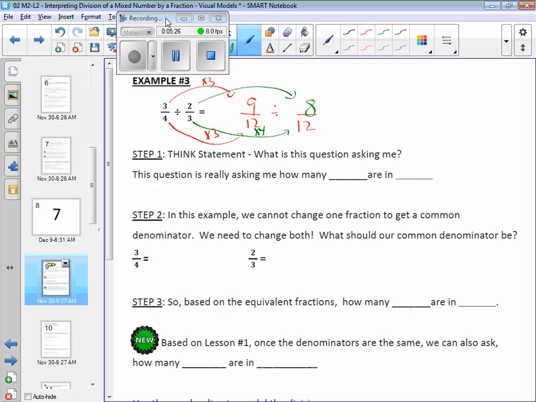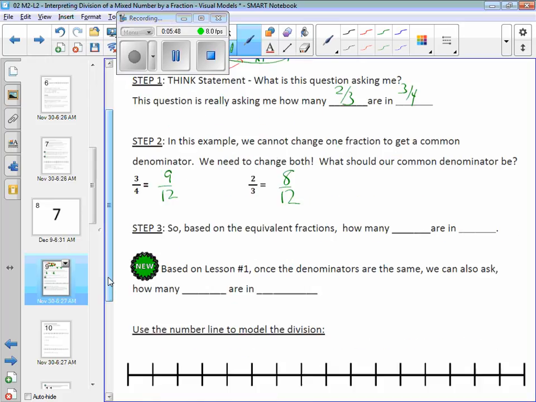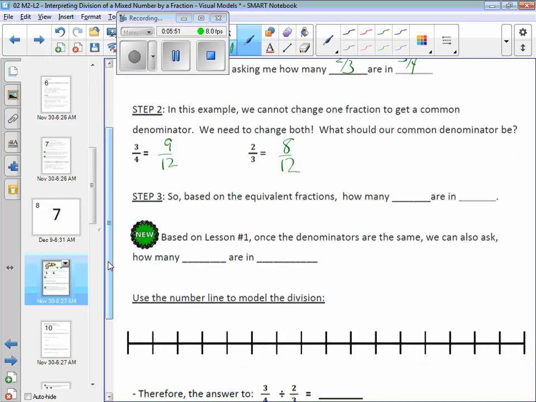Okay? Now, what I did was I didn't look ahead. This all should have been done down here. So I'm just going to rewrite my new fractions. 9 twelfths is equivalent to 3 fourths, and 8 twelfths. And if we go back to the original, we were asking how many 2/3 are in 3 fourths. I'm jumping ahead. I hope that doesn't throw you off. So now we've rewritten them. We have a nice like denominator. What's my think statement now? That using the new fractions, how many what and what? Good.